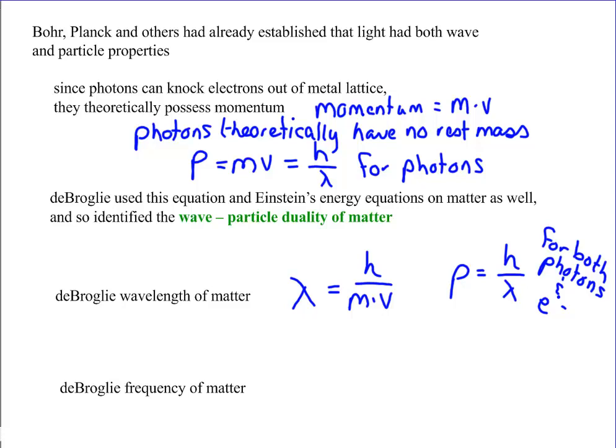So if I can have a particle that has mass, that has a wavelength, then apparently it can also have a frequency. So the frequency of matter, according to de Broglie, is simply the same equation, the energy over Planck's constant. And we just took that energy equals h times f and rewrote it.